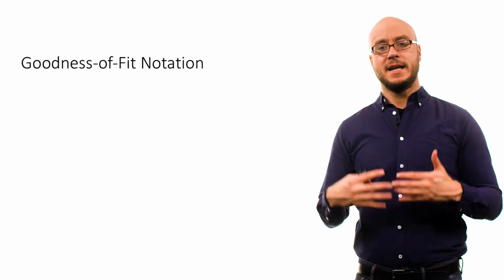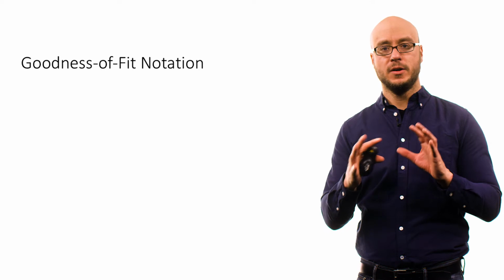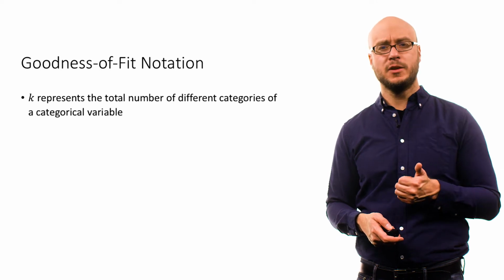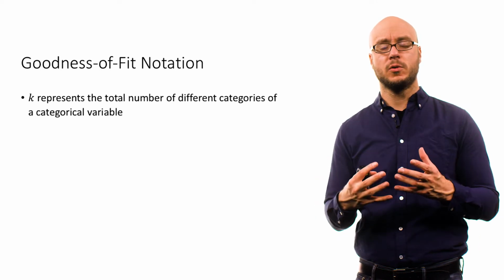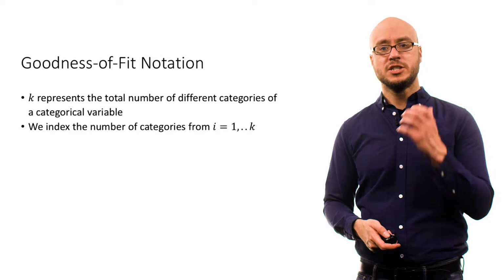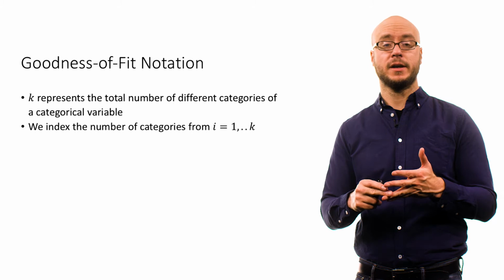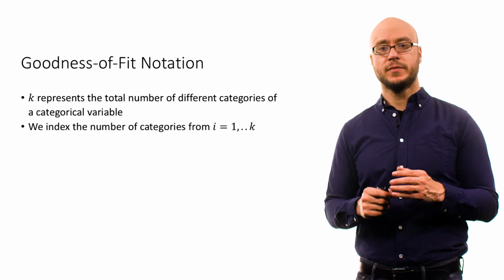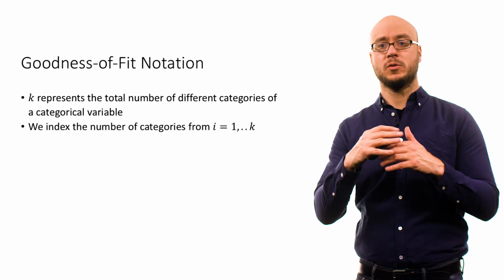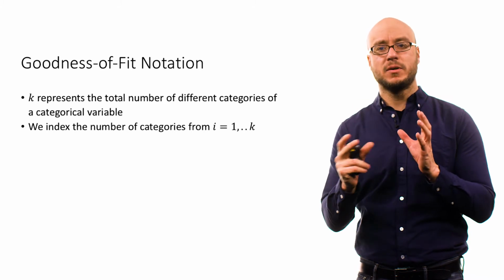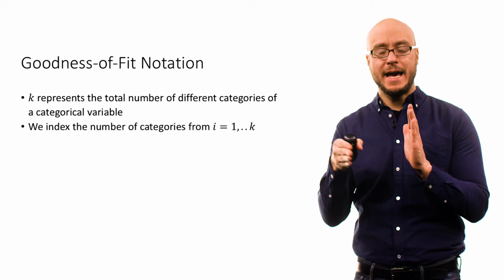The goodness of fit test has a certain kind of notation. The notation varies somewhat depending on what field of study you're in, but in general, the notation is as follows. We use K to represent the total number of different categories of some categorical variable. So in the religion example, K would equal 3, because we have Protestant, Catholic, and people with no religious affiliation. Those are just the different levels of a factor, or different categories of a categorical variable. And then we like to index these categories from i equals 1 to K.